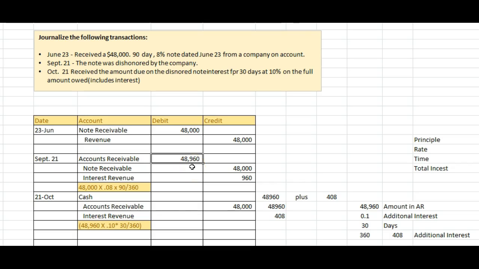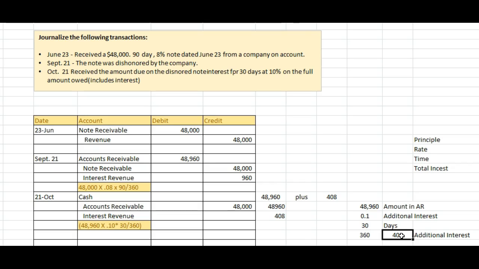Now they pay the darn thing, and they also get charged 10% on the full amount owed, which includes the interest. So how much do they owe us? $48,960. Of that $48,960, we have interest to charge. So what we do is we take the $48,960, we multiply it times the 10%, we then multiply that times the 30 days and divide that by 360 and come up with $480 in additional interest they owe us.